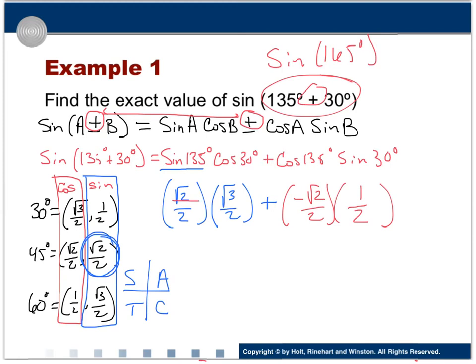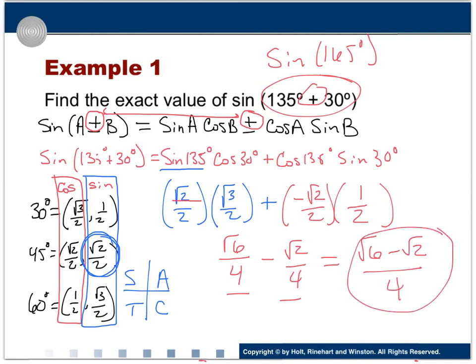Fractions, so I multiply across. So root 2 times root 3 is root 6, and 2 times 2 is 4. Negative root 2, so I'm going to erase the plus that I just wrote down there, times 1 is a negative root 2 over 4. And because they have the same denominator, I can write the tops together. And a root 6 and a root 2 aren't the same, so when we're dealing with addition or subtraction, I can't combine them.